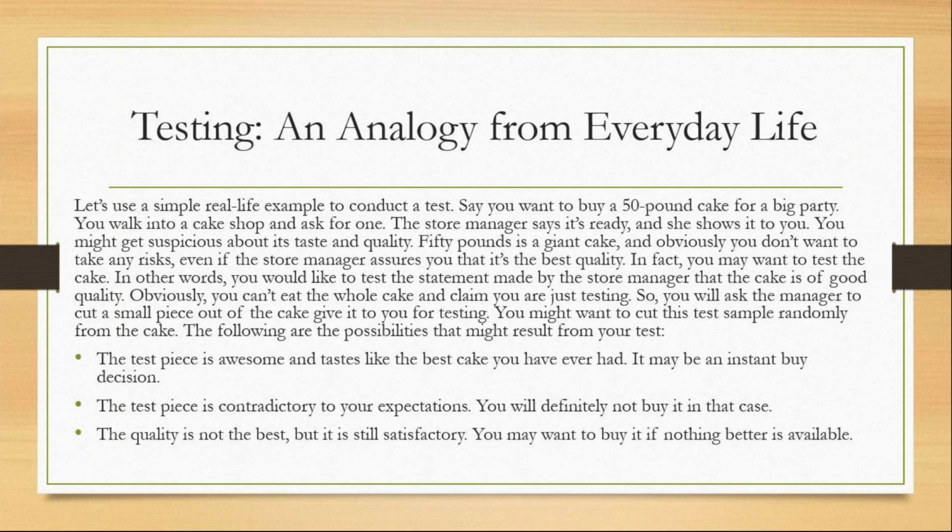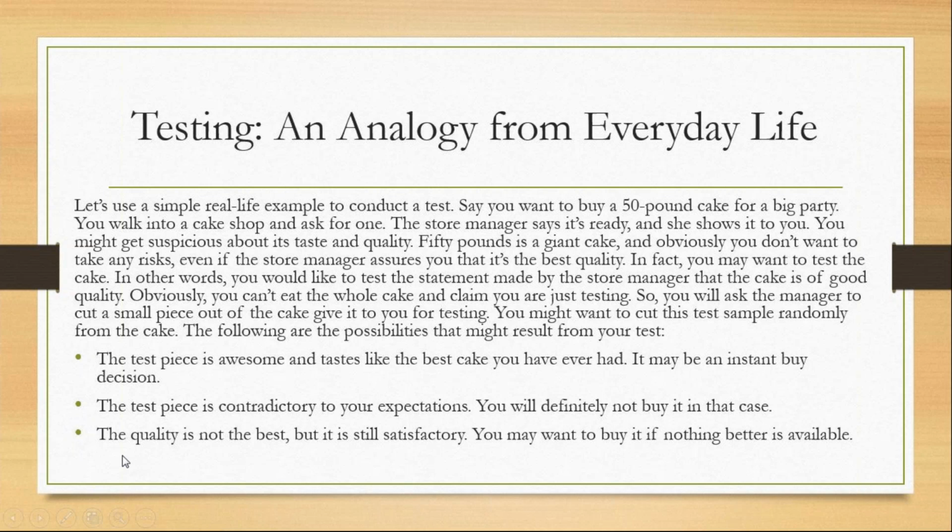And let me buy that. Then I have another option: the test piece is contradictory to what your expectation was. So you expected that it would have tasted much better, but instead it is quite opposite to your belief. So in that case, you won't buy that.